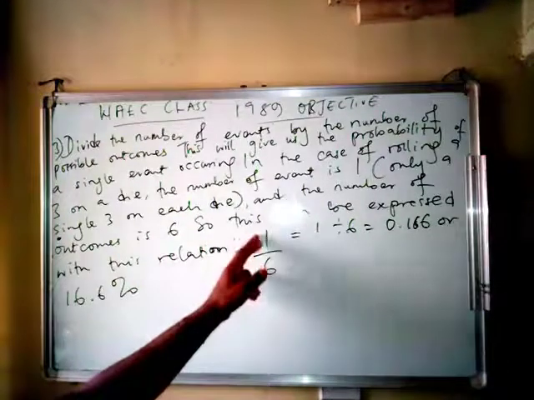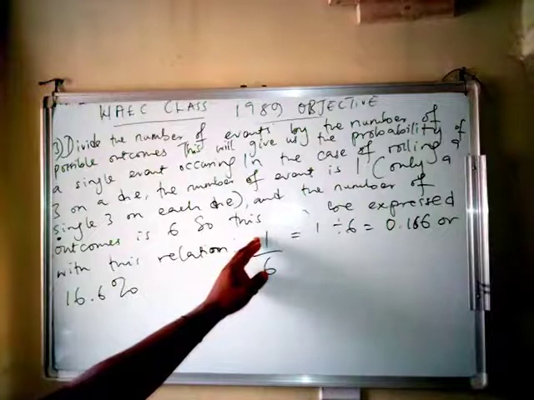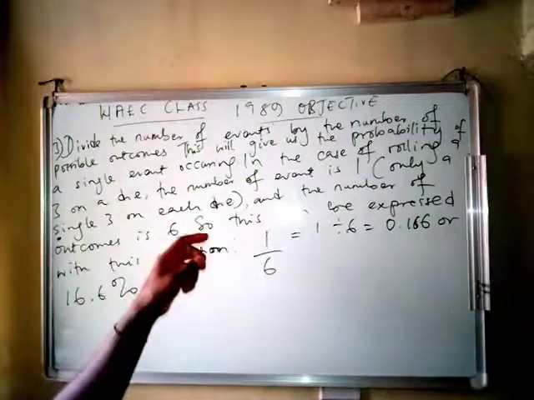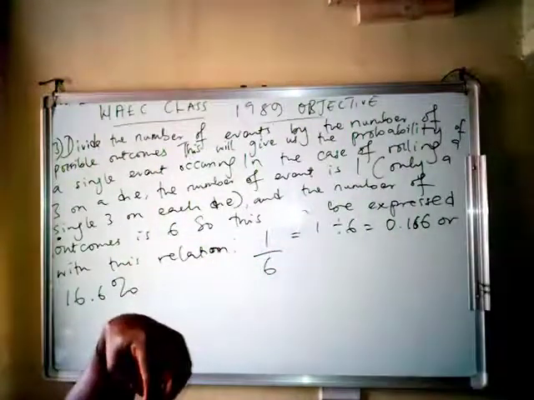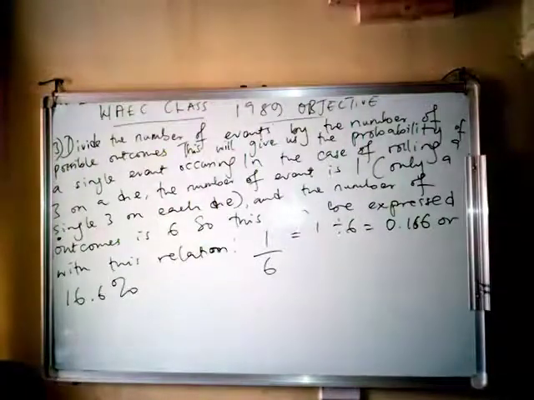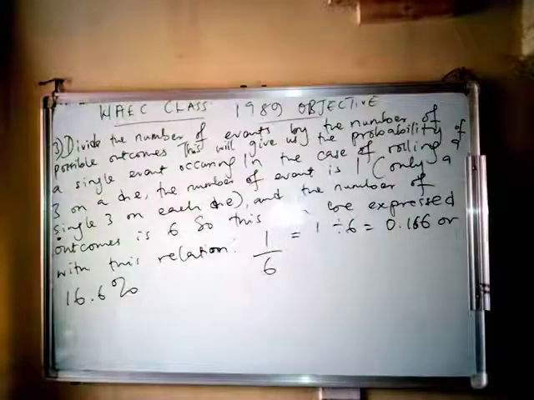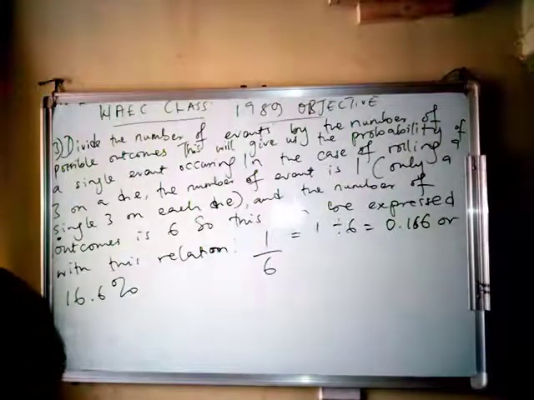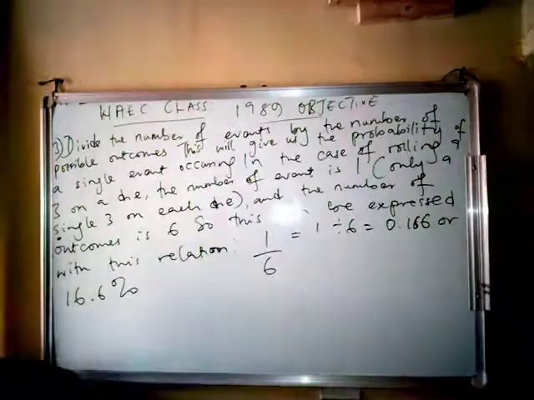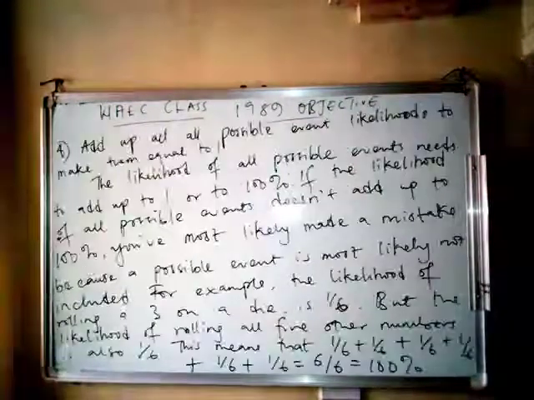So the 1 here represents the event, while the 6 is the possible outcomes. The event means what you are looking for at the moment, what you intend to find. So that's what we are looking at. This is a third way. Now let's look at the fourth way.